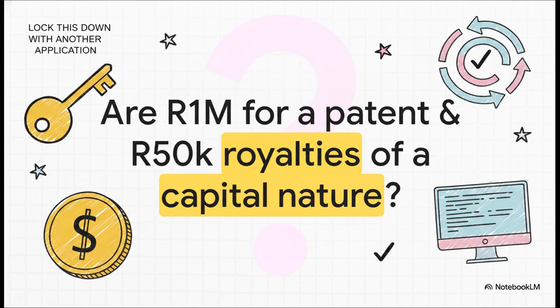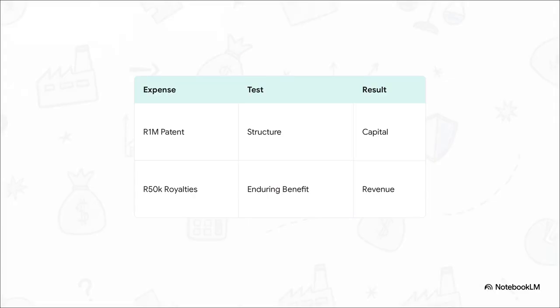Let's lock this down with another quick application. Say Tech Corp pays a once-off R1 million to completely buy out a patent. Separately, they pay R50,000 every single year in royalties to merely use someone else's software. Are these expenses of a capital nature? Let's apply the precedents. Looking at the model solution, we can clearly see the New State Areas and BP tests at play. That R1 million to buy the patent outright, it is permanently adding an asset to their income-earning structure. It creates a clear, enduring benefit. Therefore, royalties paid for the acquisition of IP are capital in nature.